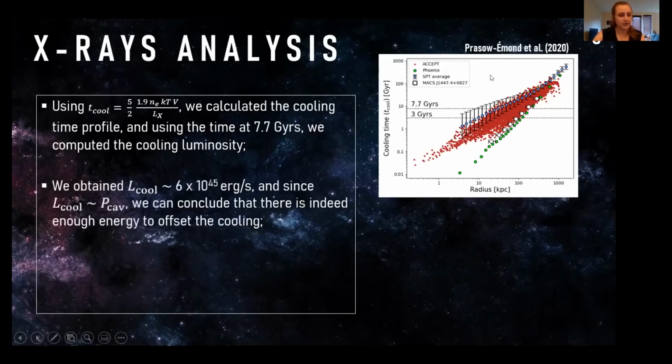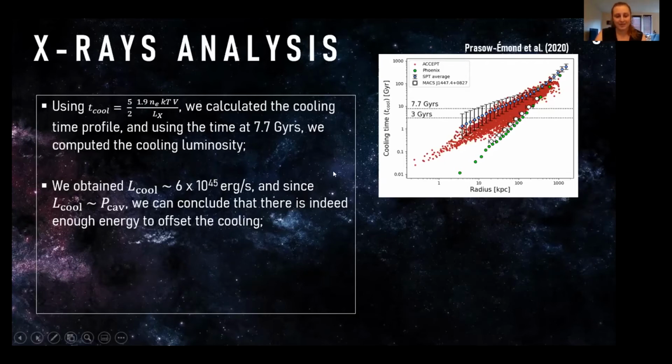So yes, taking the radius at 7.7 gigayears, we calculated the cooling luminosity, and we obtained about 6 times 10^45 ergs per second. And since the cooling luminosity and the power of the cavity are similar, we can conclude that there is indeed enough energy to offset the cooling.